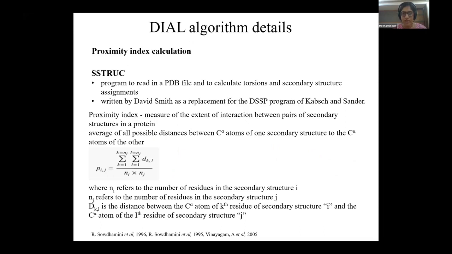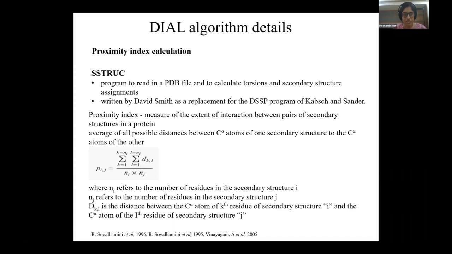The DIAL algorithm is an amalgamation of multiple algorithms which perform different calculations. One calculation is to look at the proximity of the secondary structural elements within the PDB structure. Supposing we have a PDB structure, how many secondary structures are there, and how close to each other these secondary structures are. So we use the algorithm called STRUCT, which reads the PDB file and calculates torsion and the secondary structure assignments.